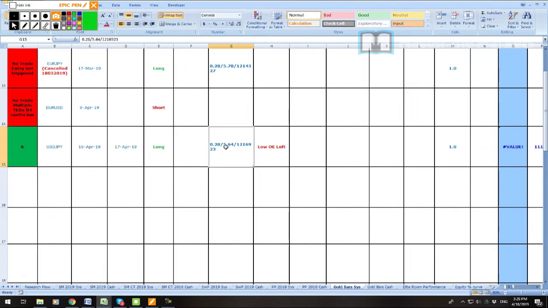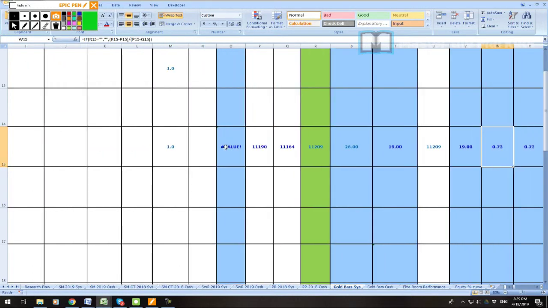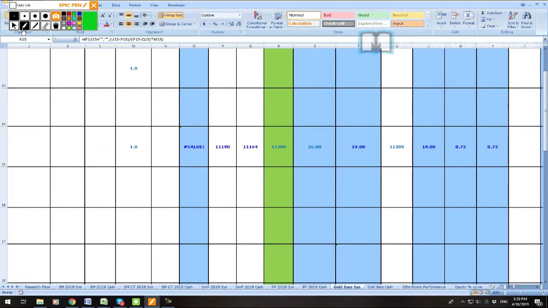Overall, when we take a look at all of that together, what we have is minus 0.71, minus 2, and plus 0.73. When we total all of that up, we got minus 1.98% in terms of the elite room. In terms of number of pips, we've got minus 42 pips. So that's what we have at the moment in terms of the elite room.